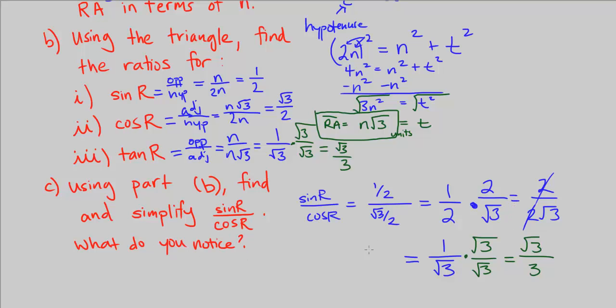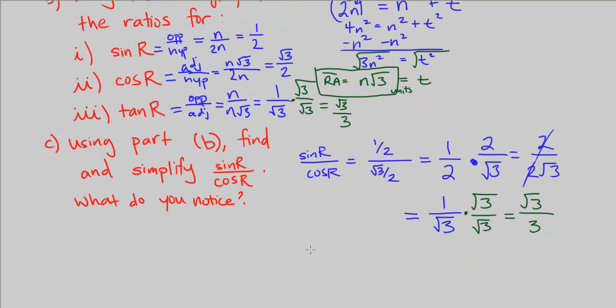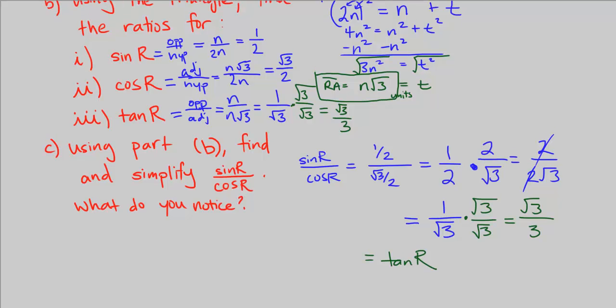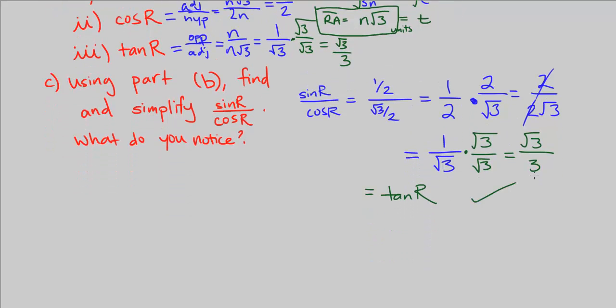So what do you notice? Well, we kind of said it already. That's equal to tan of angle R, right? Here we have it. And so we know they're equal. In fact, let's take this a step further. Okay, so that's done there. Let's kind of look at this in terms of Sohcahtoa.